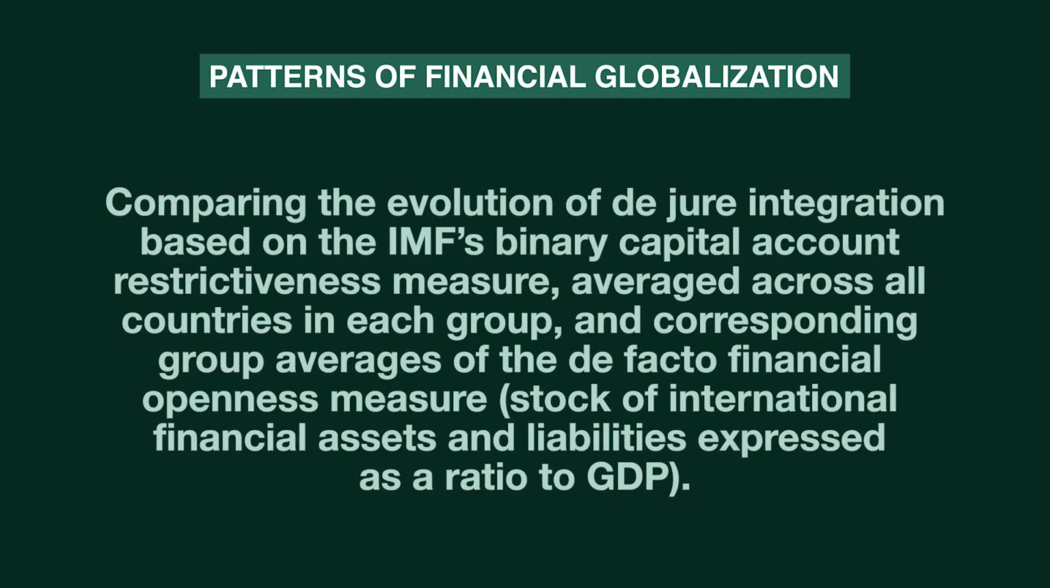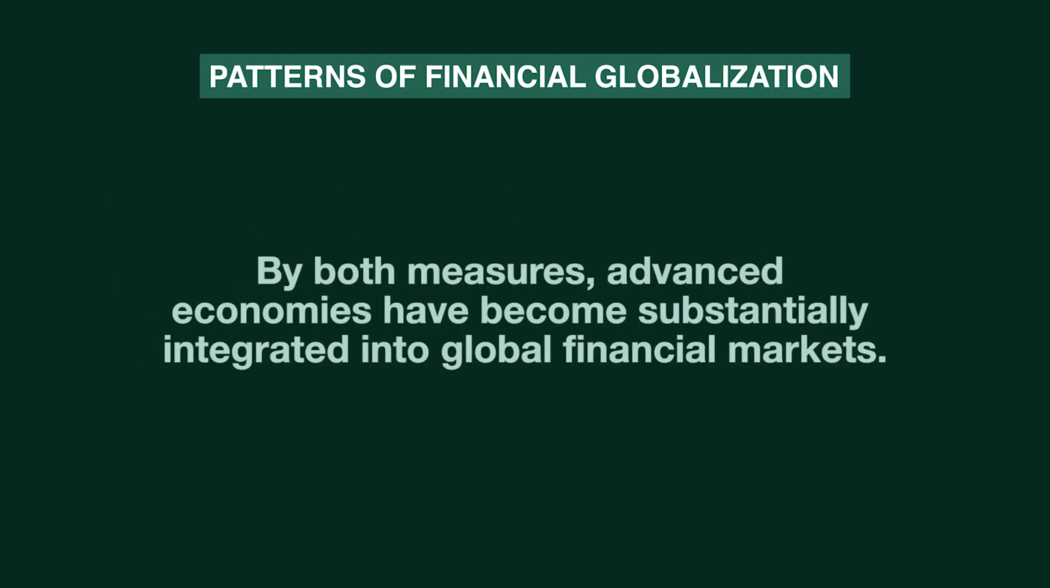Comparing the evolution of, say, two measures: one is the de jure integration based on the IMF's binary capital account restrictiveness measure, averaged across all countries in each group. And then there is a corresponding group average of the de facto financial openness measure, which basically measures the stock of international financial assets and liabilities expressed as a ratio to GDP. By both these measures, we found that advanced economies have become substantially integrated into the global financial markets.